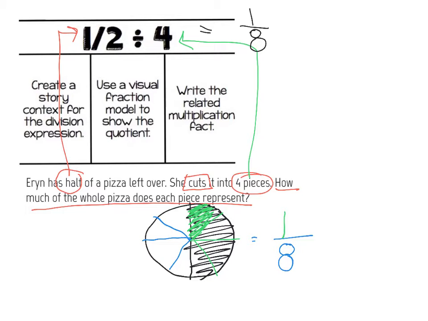Now notice here our answer gets smaller because we are dividing by a whole number. We might be starting with a fraction, but it's all about your divisor. If your divisor is a whole number, your quotient's going to be smaller. In the first example, our divisor was a fraction. Therefore, our quotient got larger.